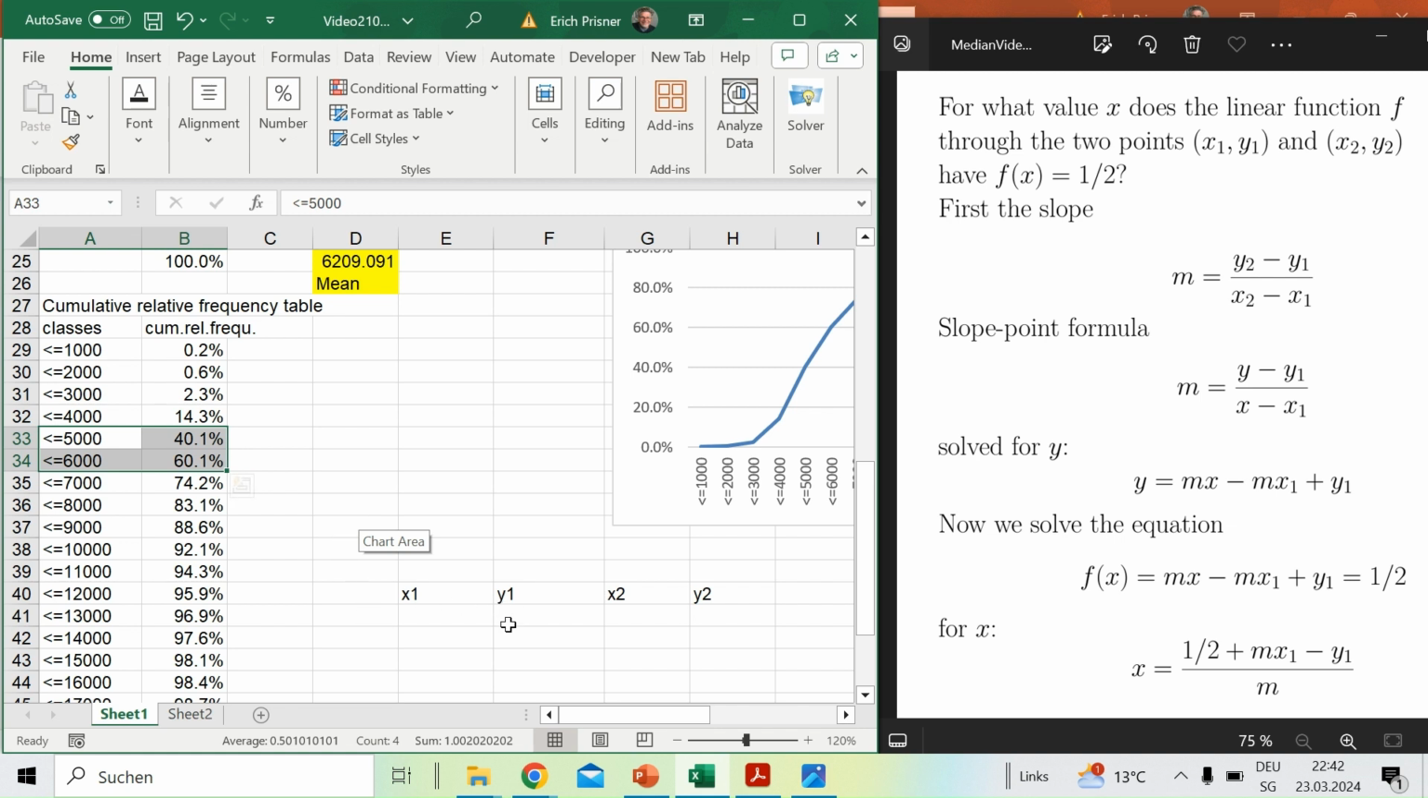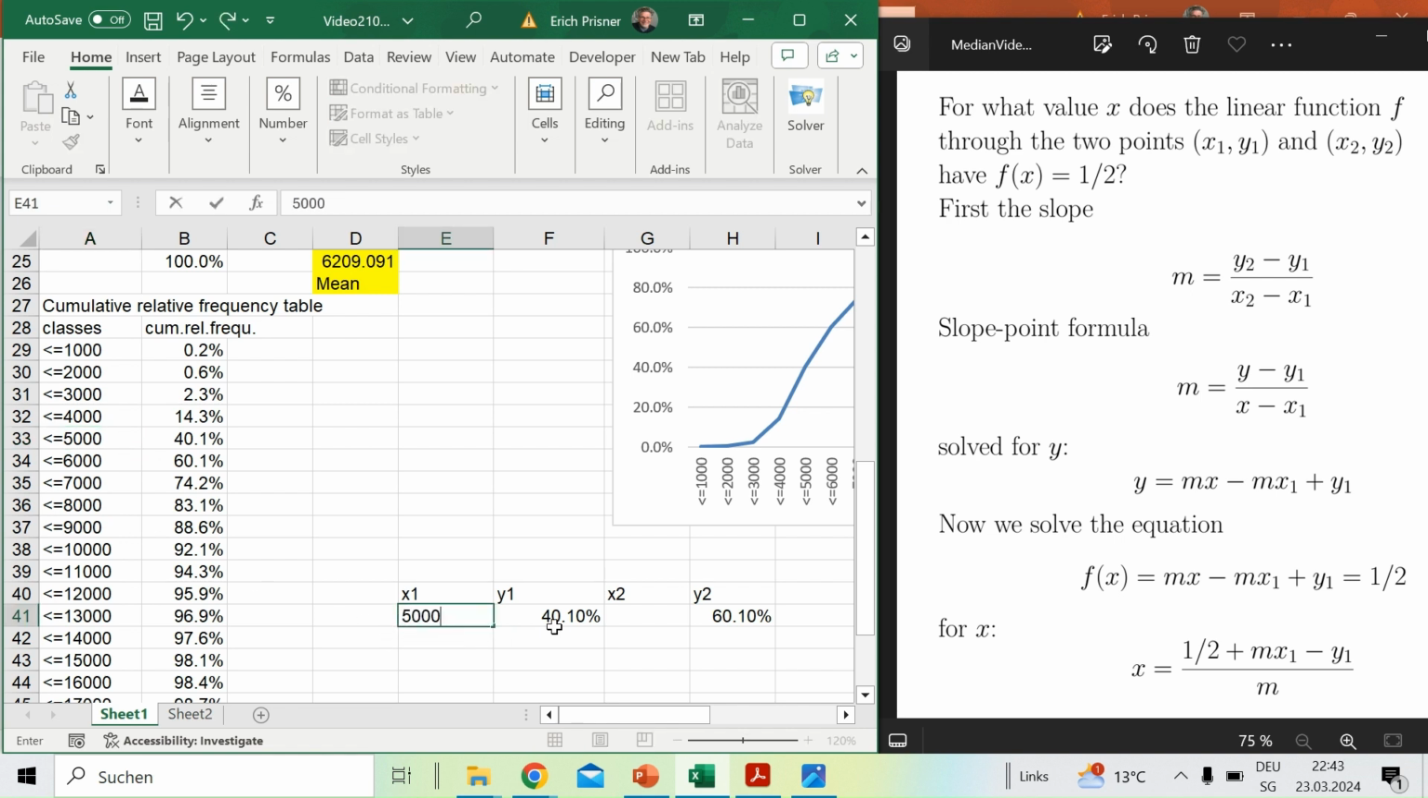So here is a 40.1%. So 40.1% is here. So maybe I write it in percentages, why not? And here we have 60.1%. And the x values are the corresponding incomes. So to 40.1% belongs 5,000. So 5,000 here and 6,000 there. So this is my data.